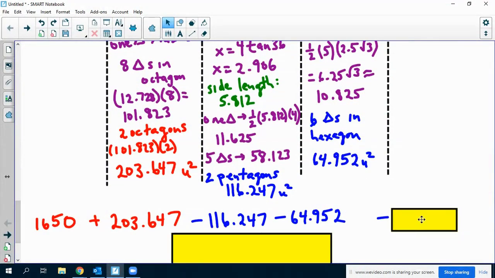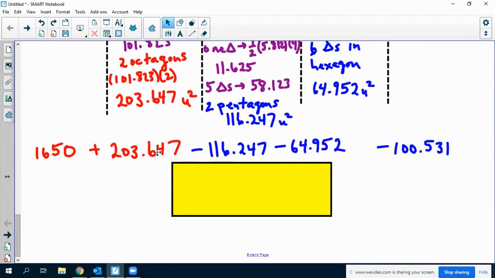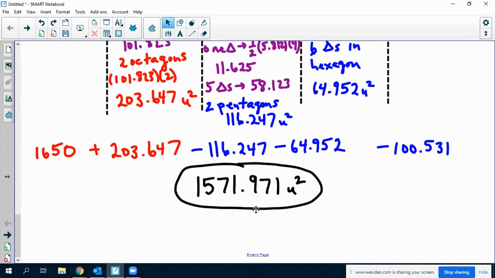So I just do rectangle plus octagons minus pentagons minus hexagon minus semicircle. When I do all those in the calculator, remember I'm rounding to 3 decimal places on the screen, but I didn't round any of them in my calculator. So my answer may be slightly off from yours, but I got 1,571.971 units squared. And that should give you a head start into being able to do some composite figure problems.